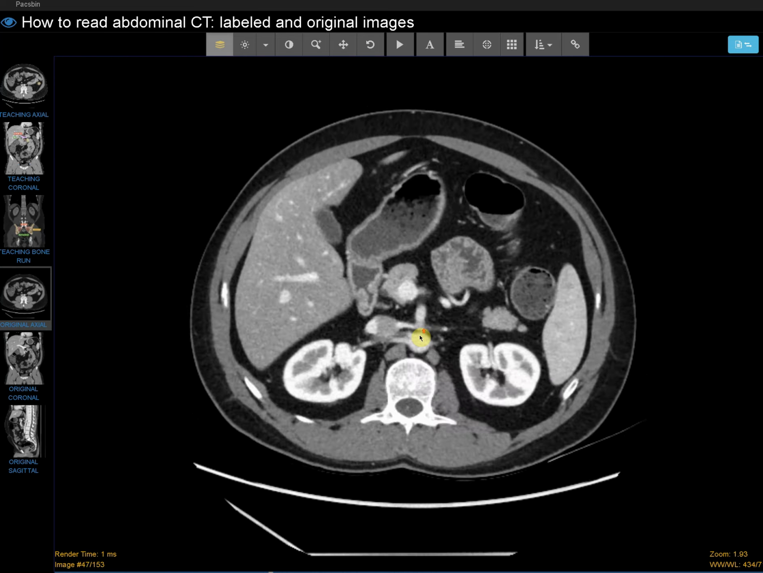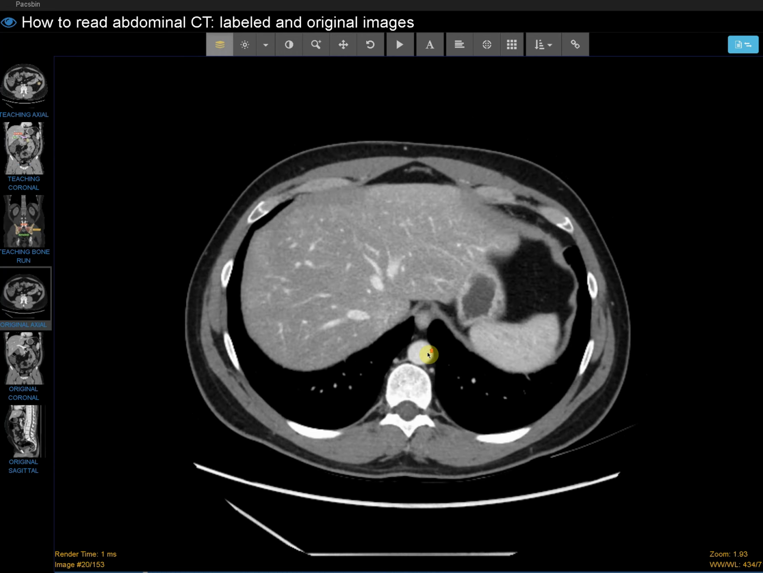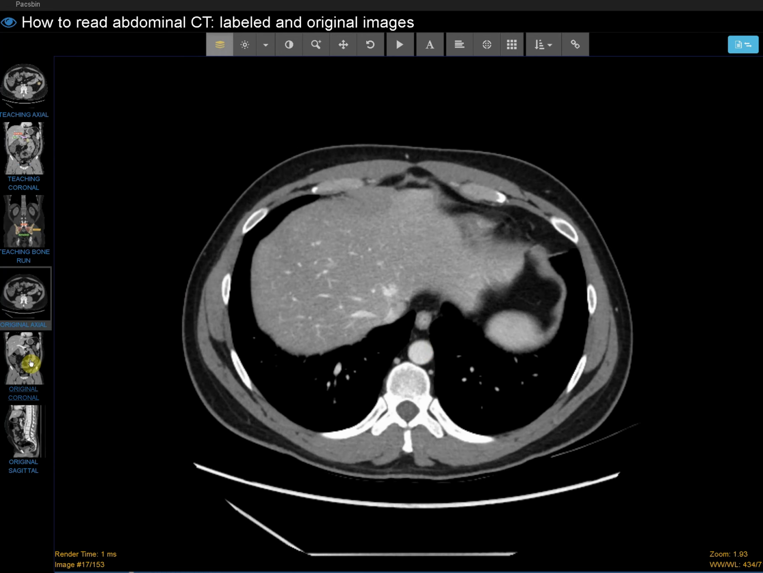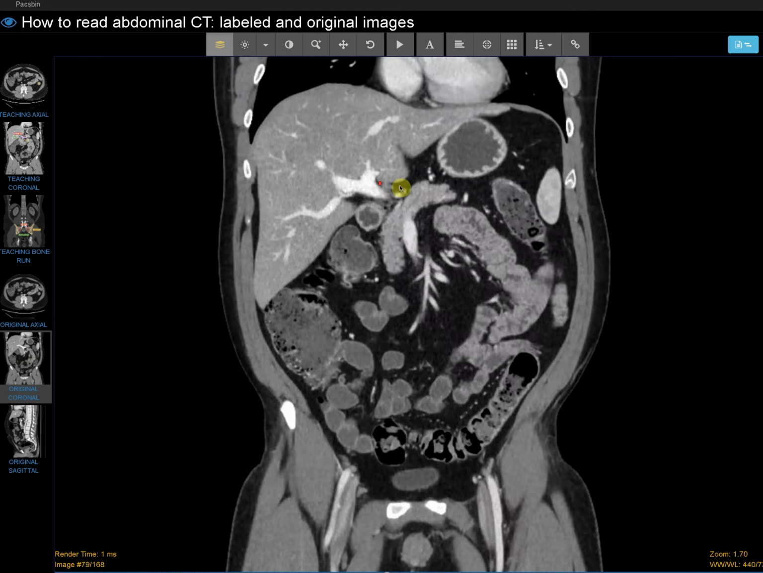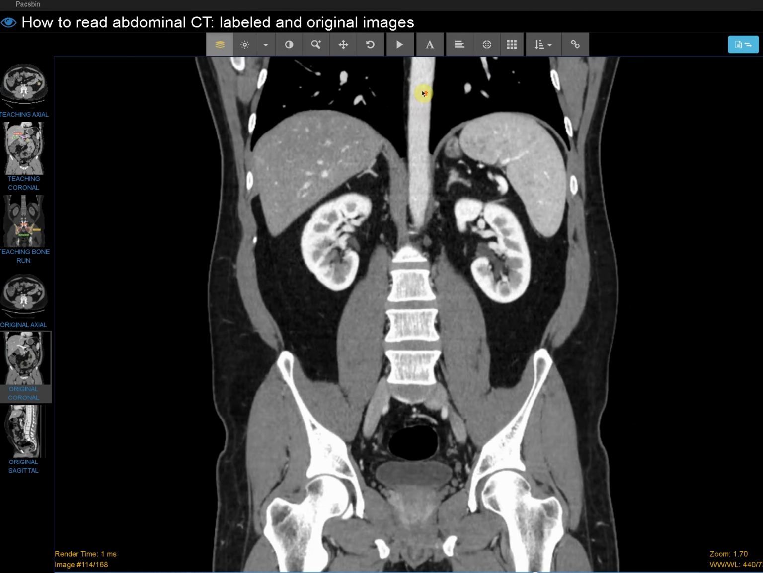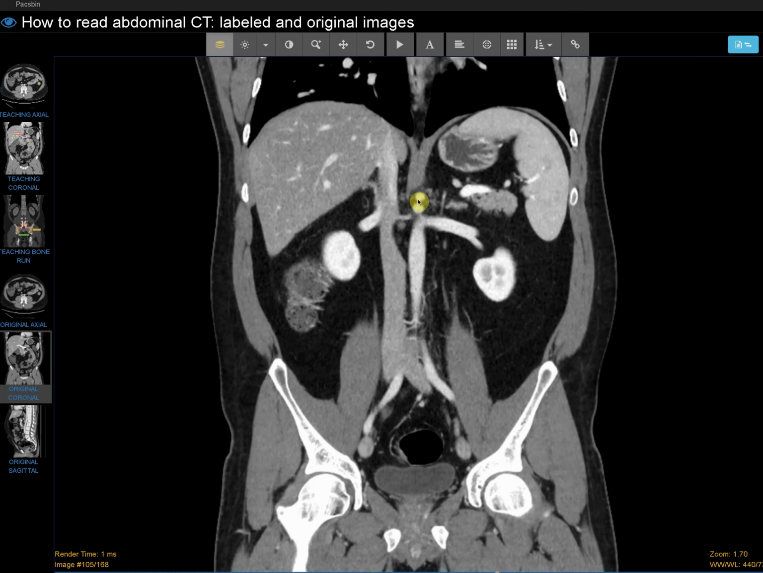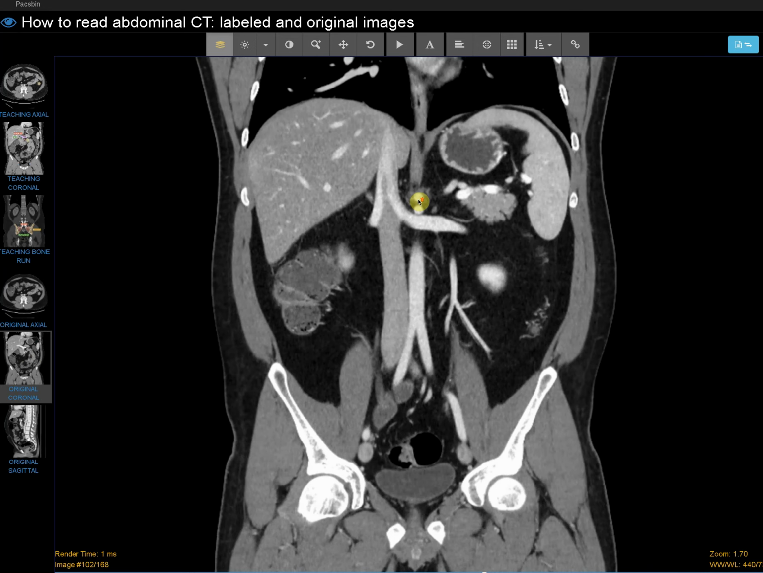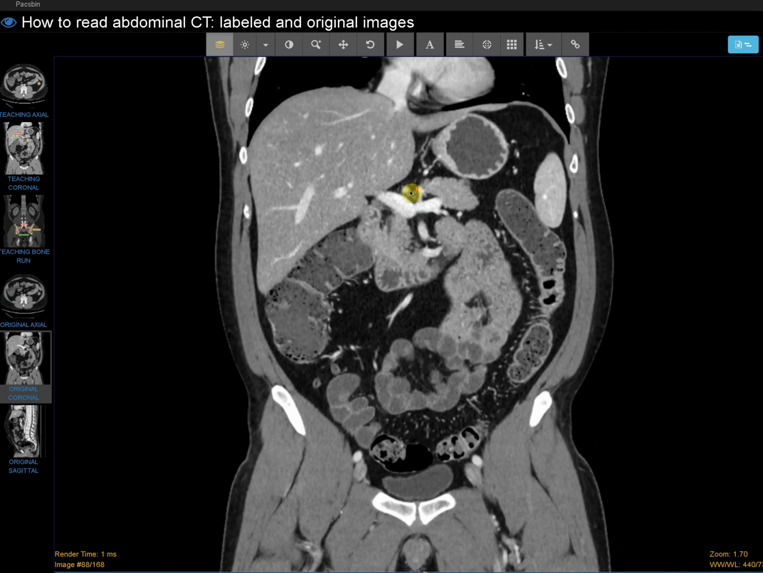So now let's take a look at the vessels and lymph nodes. For that, identifying the coronal view is much easier. So let's start with our aorta. This is our aorta. The first branch of the abdominal aorta is the celiac trunk. The celiac trunk gives rise to the splenic artery and the common hepatic artery right here.